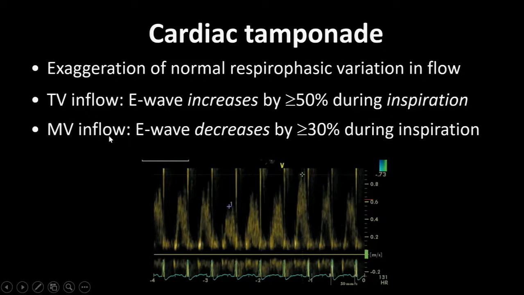At the same time, on the left side of the heart, you'll see a decrease, typically greater than 30% during inspiration. And what's happening there is you're taking a deep breath in, you're increasing the filling of the right heart, that ventricular septal position bows into the left ventricle and impedes its ability to fill. And that's why you see a decrease over on the left side of the heart.